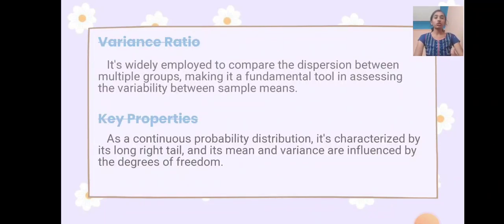Next, variance ratio. It's widely employed to compare the dispersion between multiple groups, making it a fundamental tool in assessing the variability between sample means. Key properties. Let us see properties of an F distribution. As a continuous probability distribution, it's characterized by its long right tail, and its mean and variance are influenced by the degree of freedom.